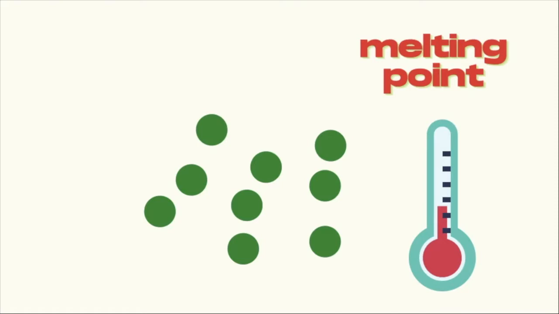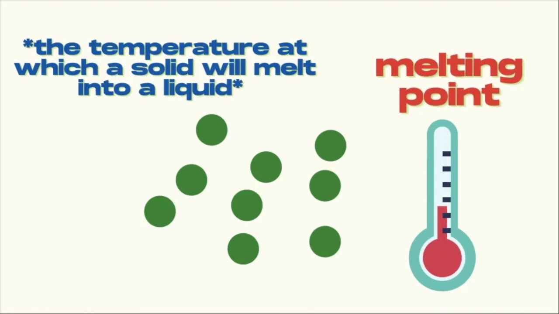If you get water from your sink or rainwater from somewhere else, it's going to have the same melting point. It is consistent across samples of a substance. It will be different for different materials, because as we talked about last week, different materials are made of different atoms and molecules, organized in a different way. So the melting point is the temperature at which a solid will melt into a liquid.